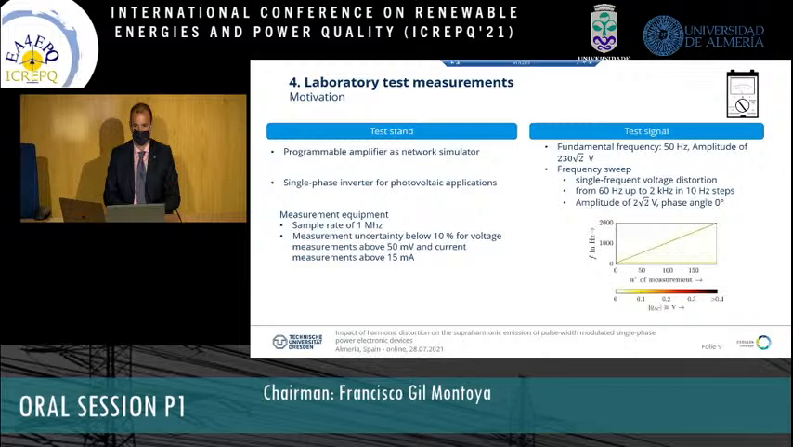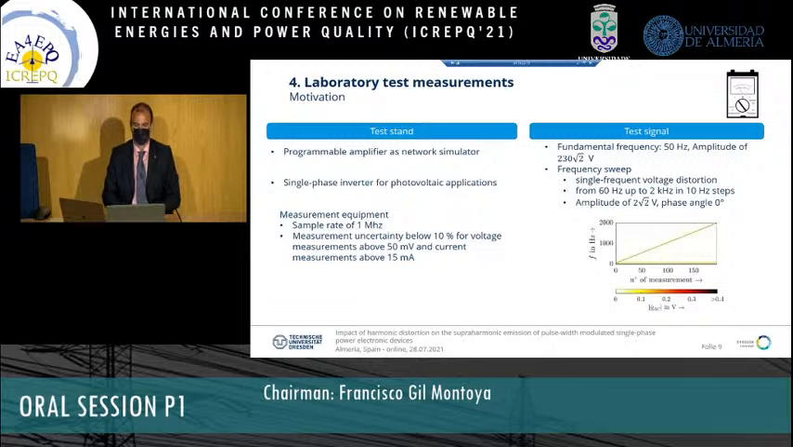And we assumed the measurement uncertainty below 10% for voltage measurements above 50 millivolt and current measurements above 50 milliamperes. So we are actually in a range where we can make assumptions and conclude that the measurement results are not based on some uncertainty.